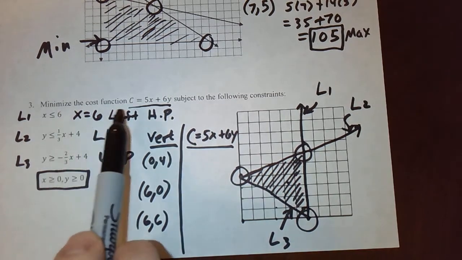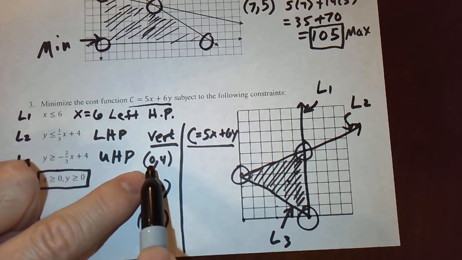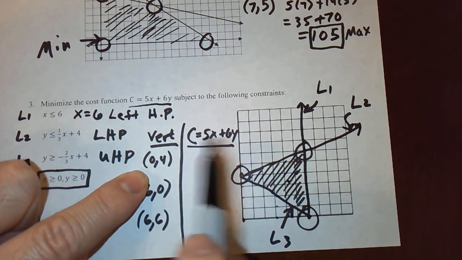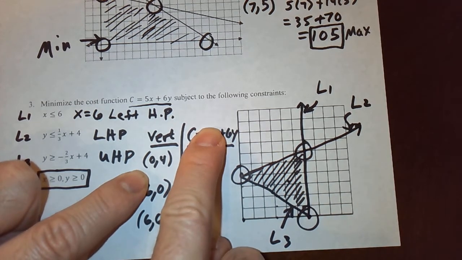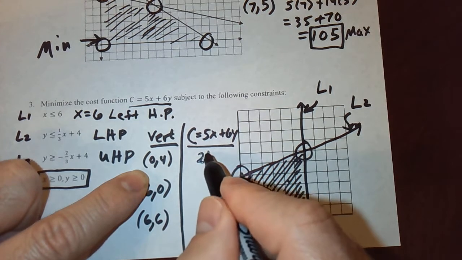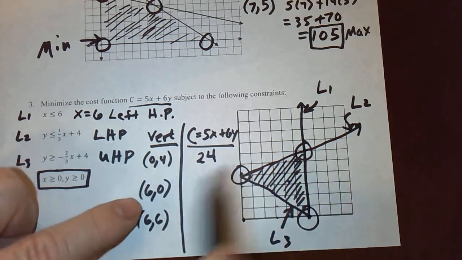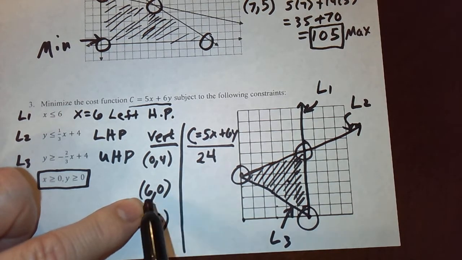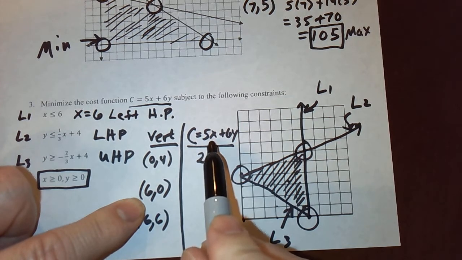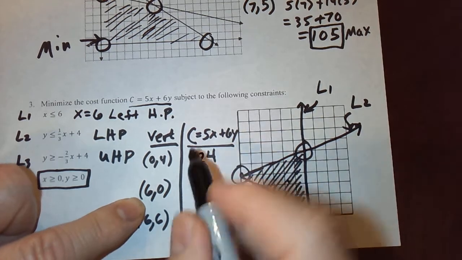We want to minimize the cost function. All right, so let's see what the cost function is with x equals 0 and y equals 4. X equals 0 means we get a 0 here. 6 times 4 would be 24. That would be the cost using this point. Then 6, 0 would mean x is 6. 5 times 6 is 30 plus 0. 6 times 0 is 0. 6 times 5 is 30.